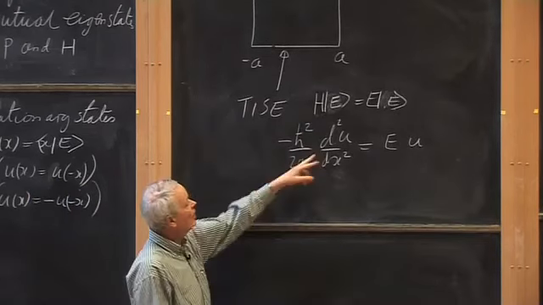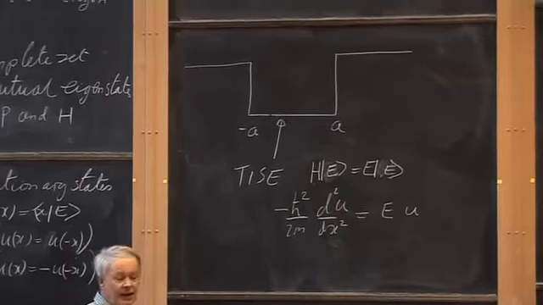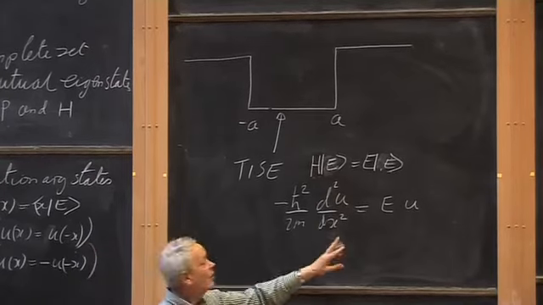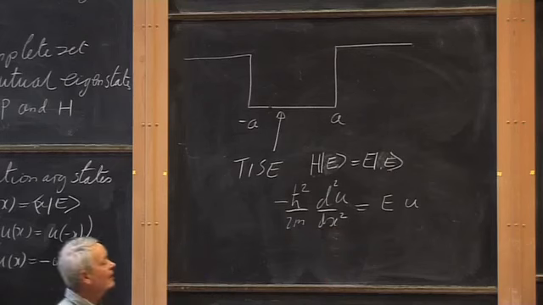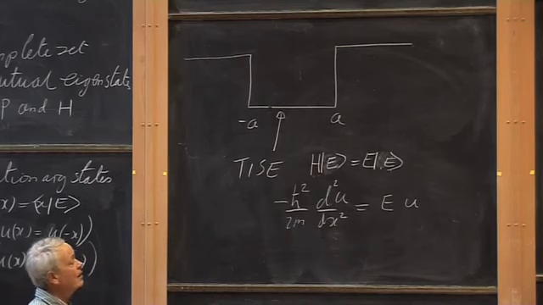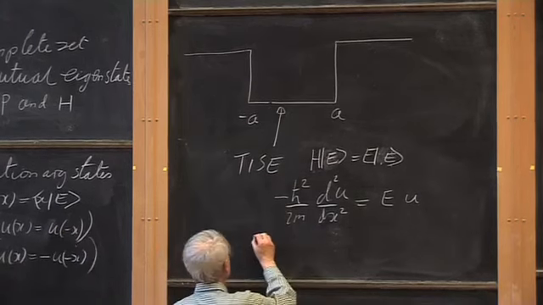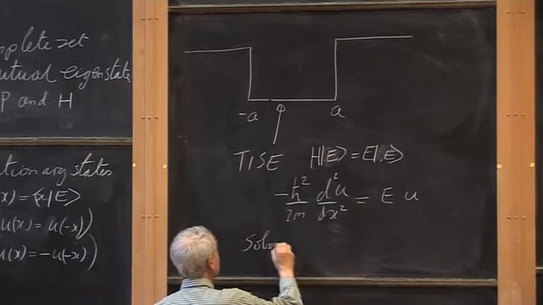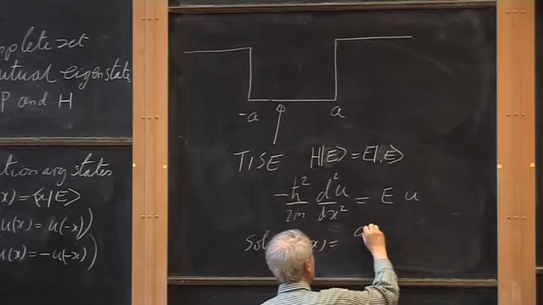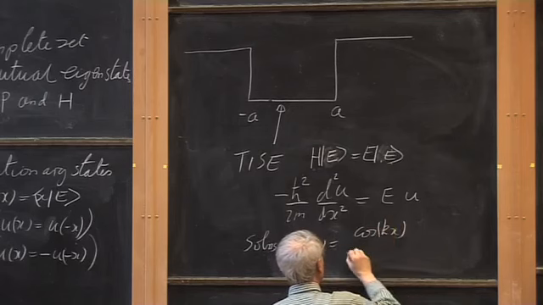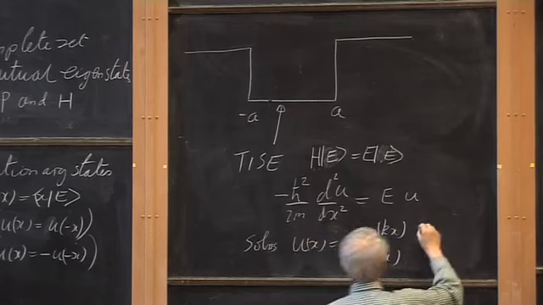It tells us that U is cos kx or U is sine kx, which provides solutions of this equation. Cos kx is an even function, so that must be the solution belonging to an even parity state, and sine kx is an odd function of x, so it's an odd parity thing. So this has solutions u of x equal to either cos kx or sine kx, depending on parity.